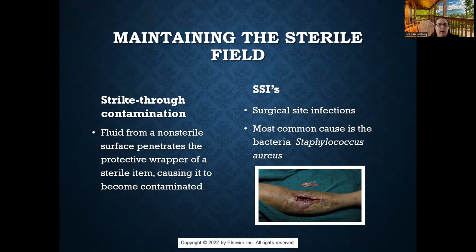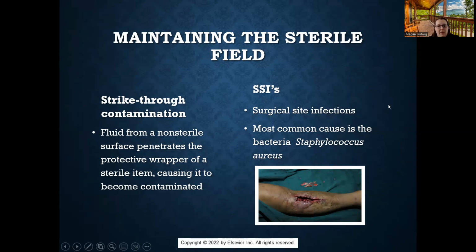So it should mean that water and fluids should not be able to pass through those layers of that particular fabric wrapper, okay? Now, if it does for some reason, maybe over time it broke down, maybe it's a long case, whatever, and that fluid strikes through, that's strike through contamination. So then the entire surface is contaminated and we have to fix that, okay?